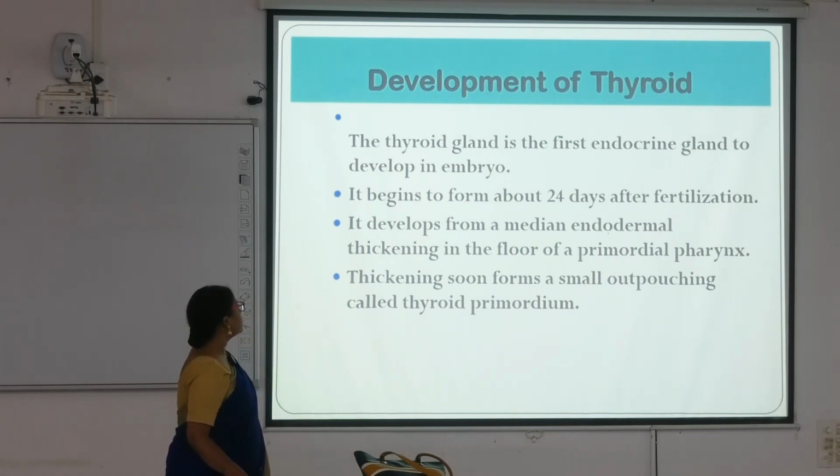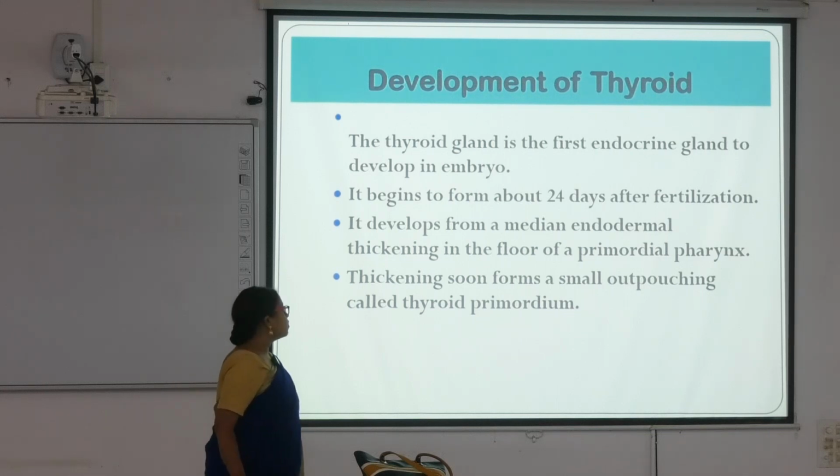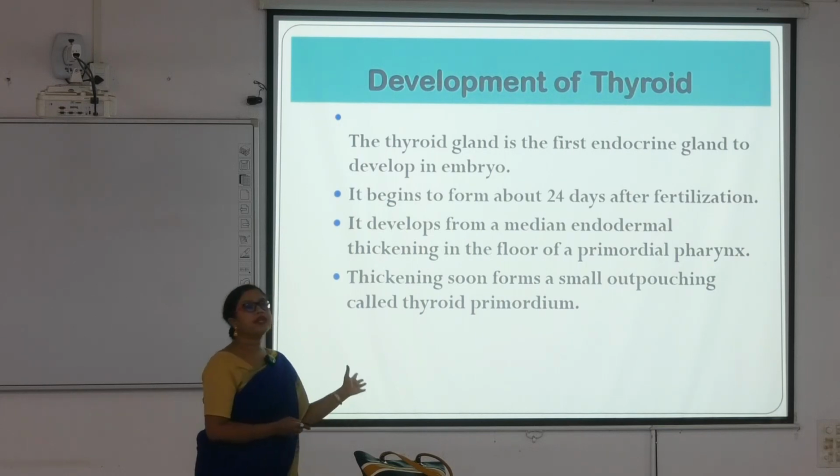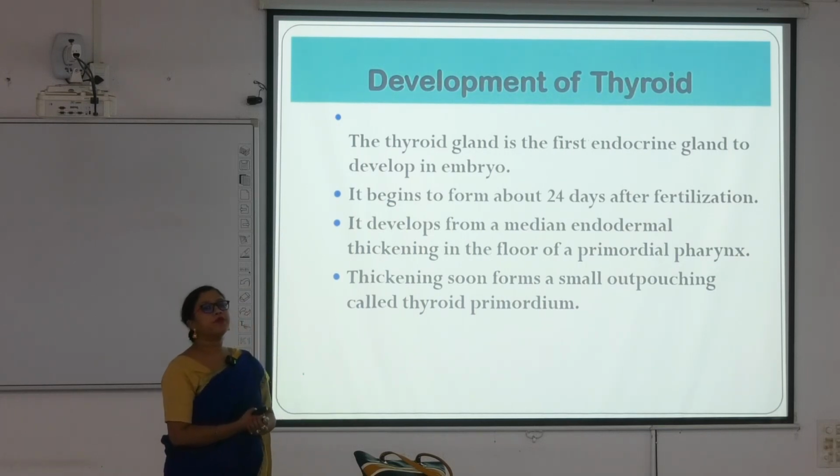Next one, write it down. It develops from median endodermal thickening of primordial pharynx. Okay, so it will develop from thyroid primordium. Write it down. It will develop from thyroid primordium.